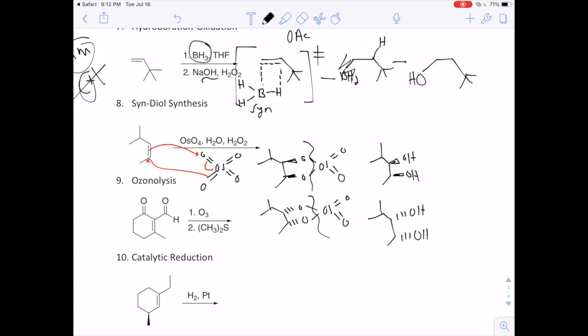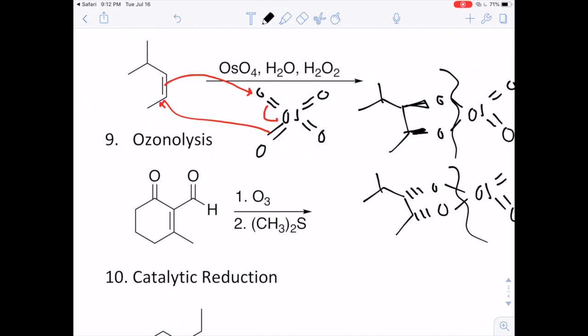So 9, ozonolysis, this is my favorite reaction. I think it's pretty cool. It's the only reaction we know so far that actually cleaves carbon-carbon double bonds. So it cleaves carbon-carbon double bonds, and in the place of those double bonds puts aldehydes and or ketones, okay? So the two reagents are ozone, O3, and dimethyl sulfide, so sometimes you might see that as DMS, okay? So what happens is that pi bond is going to cleave.